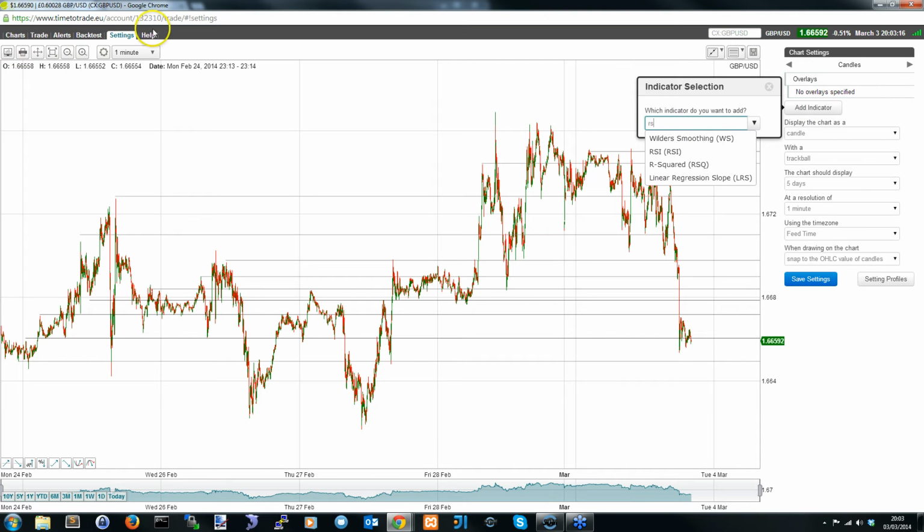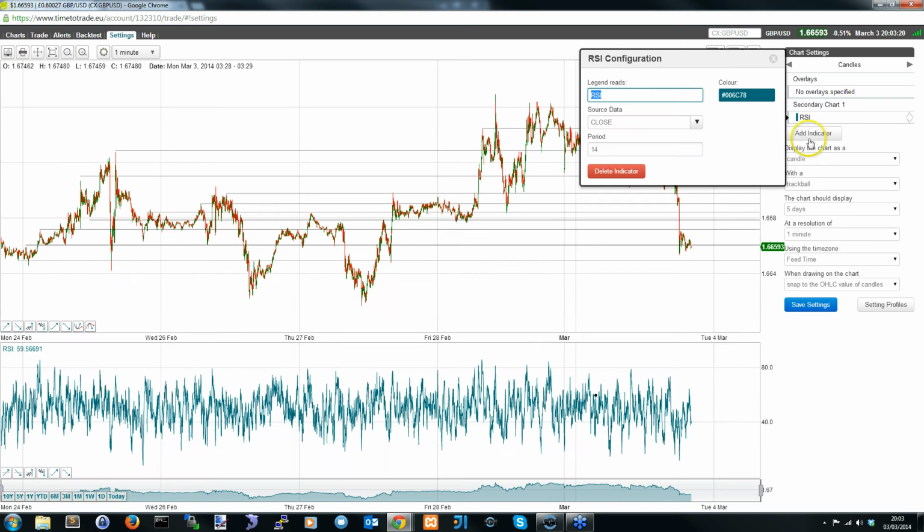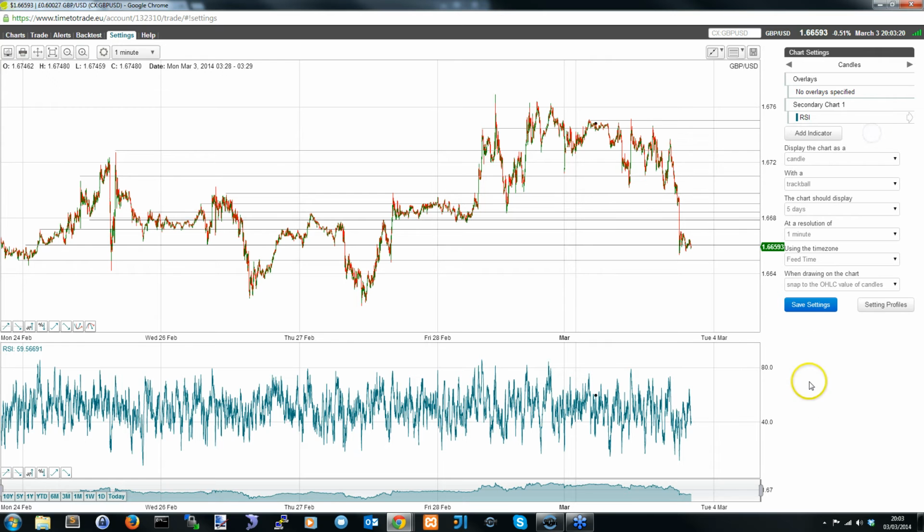So go to chart settings, search for RSI. You have over 100 indicators to pick from here. So we've added RSI, so we'll start developing a strategy around it. If you look at a 1 minute chart, the classic theory with RSI is RSI below 30, RSI above 70 to buy, sell.